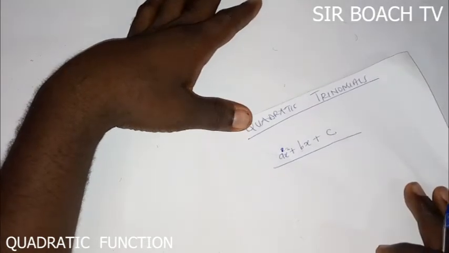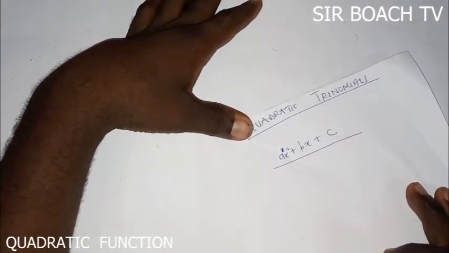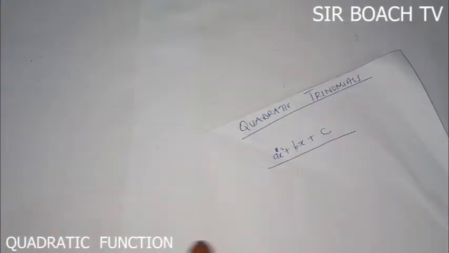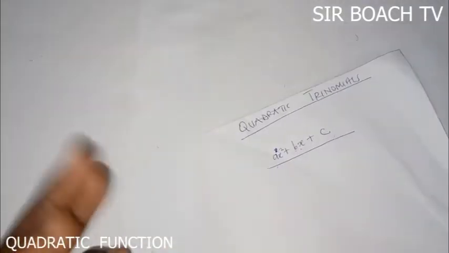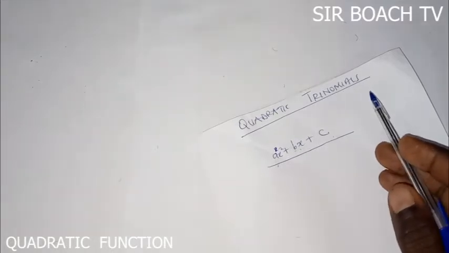All right, so let's look at quadratic trinomials. Now, trinomial means three. It means that it will give you three terms. So there's 1, 2, and 3 terms. Now, the C we see here is a constant. It's a number. It's always a number.